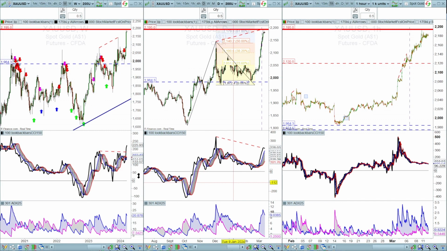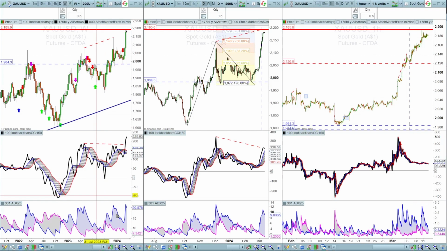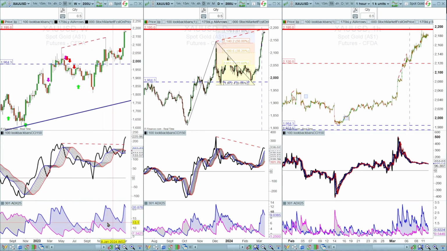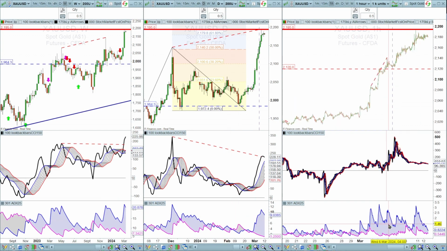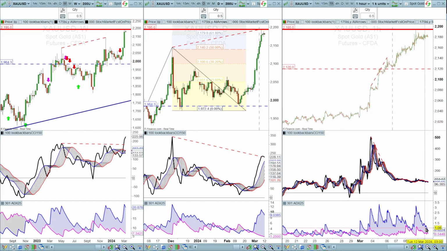So again, for those new to the channel, we've got the weekly, daily and hourly, and we look at all time frames. If you want to trade on a lower time frame, we go by the daily at the least, but preferably when the weekly is aligned as well. And by alignment, I mean trend. So you can see here on the ADX 25, we've got a bullish trend on the weekly, bullish on the daily, and also bullish on the hourly, although it's starting to drop off a bit.